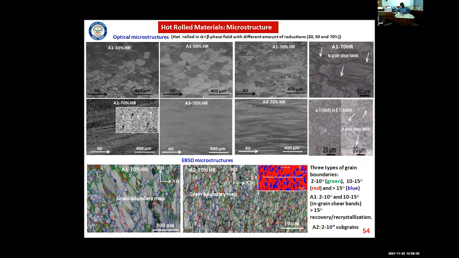Because of this, I'm seeing the equiaxed grains here, and here I'm not able to see any equiaxed grains, mainly because this amount of fine alpha laths might have prevented the formation of recrystallized grains in LIA2.